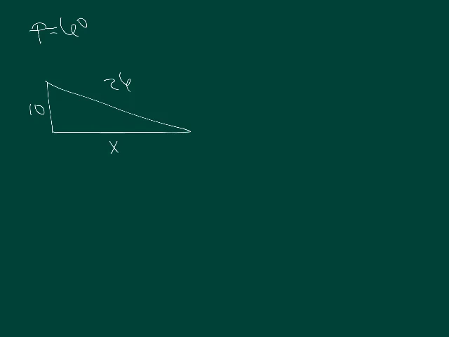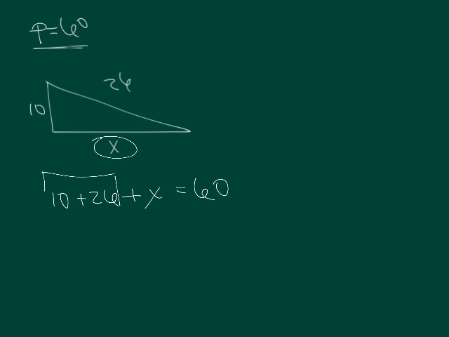Okay, so P represents the perimeter. So when I add this, this, and this, I get 60. So when I take 10 plus 26 plus this, which I don't know, I get 60. Okay, we're going to add what I know. So 36 plus x equals 60.